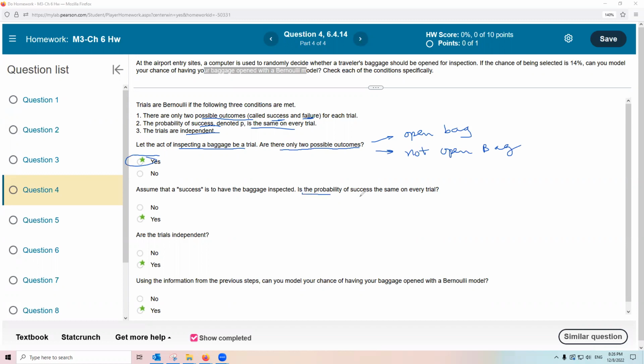Is the probability of success the same on every trial? Yeah, they're telling us assume the probability of success is 14%. So every time a bag goes through this inspection point, there's a 14% chance it gets selected. So yeah. Are the trials independent? Yes, they're independent, because what happens with one bag in no way affects what happens with the next bag, right? Every bag goes through the same inspection evaluation. So all 3 of these conditions are met. So yes, we can model this using a Bernoulli model.